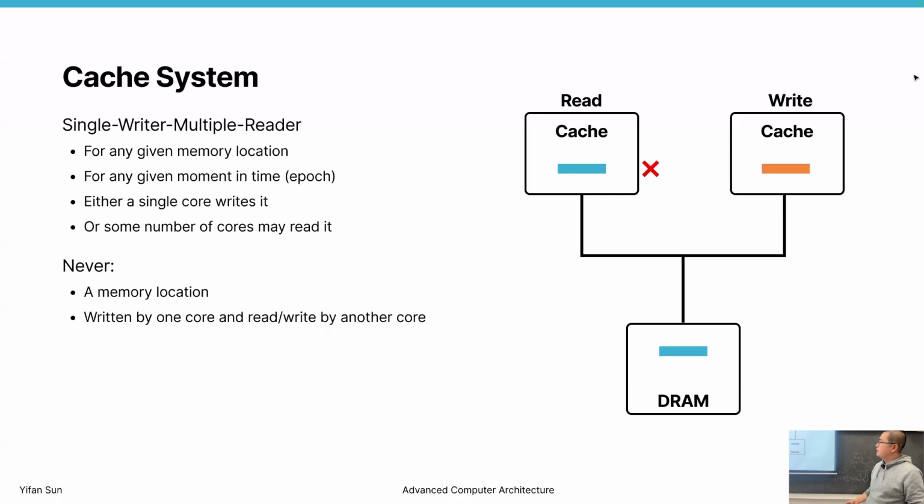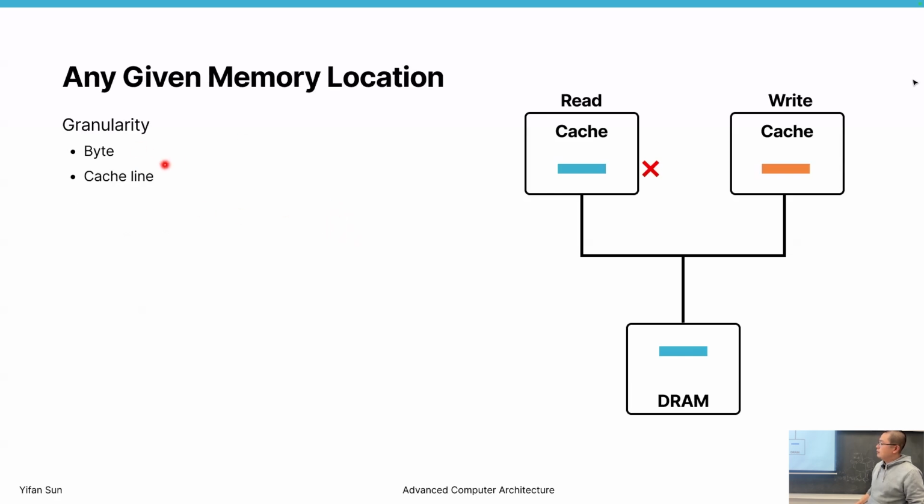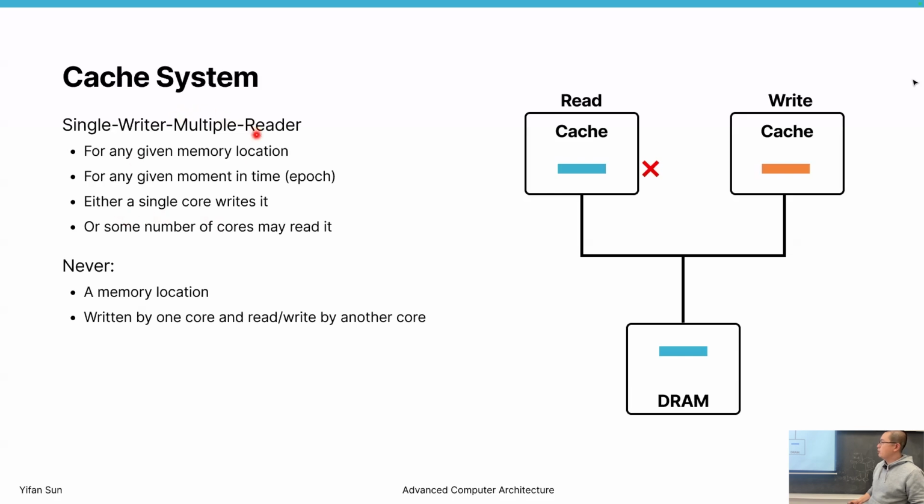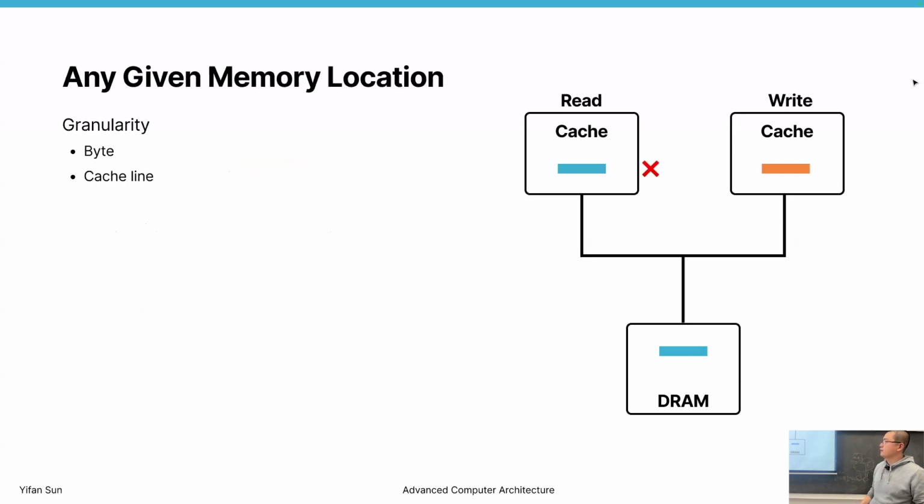So there's a definition here for a given memory location. We have already talked about epoch, right? Then for the other part, the memory location, we can actually talk about granularity. Are we talking about bytes or cache lines? So there can be different things.